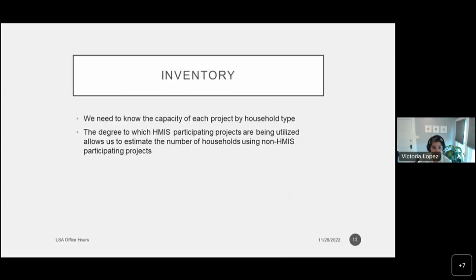All right, inventory. This is a big one. And we get questions about this all the time. You'll see in the Common Flags library that a good chunk of the flags in there are either directly related to inventory or they're related to utilization, which is related to inventory. So in regards to inventory, we need to know the capacity of each project by household type.